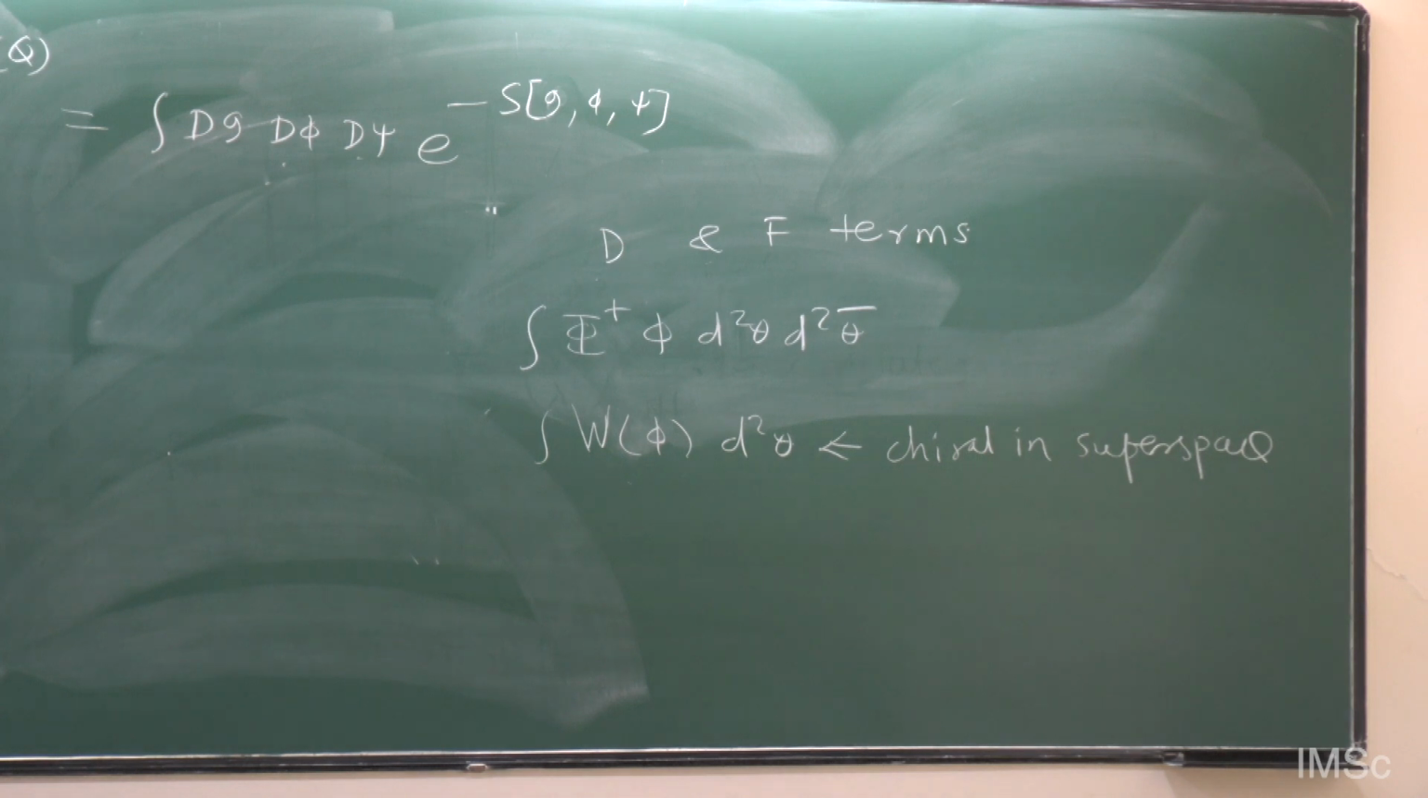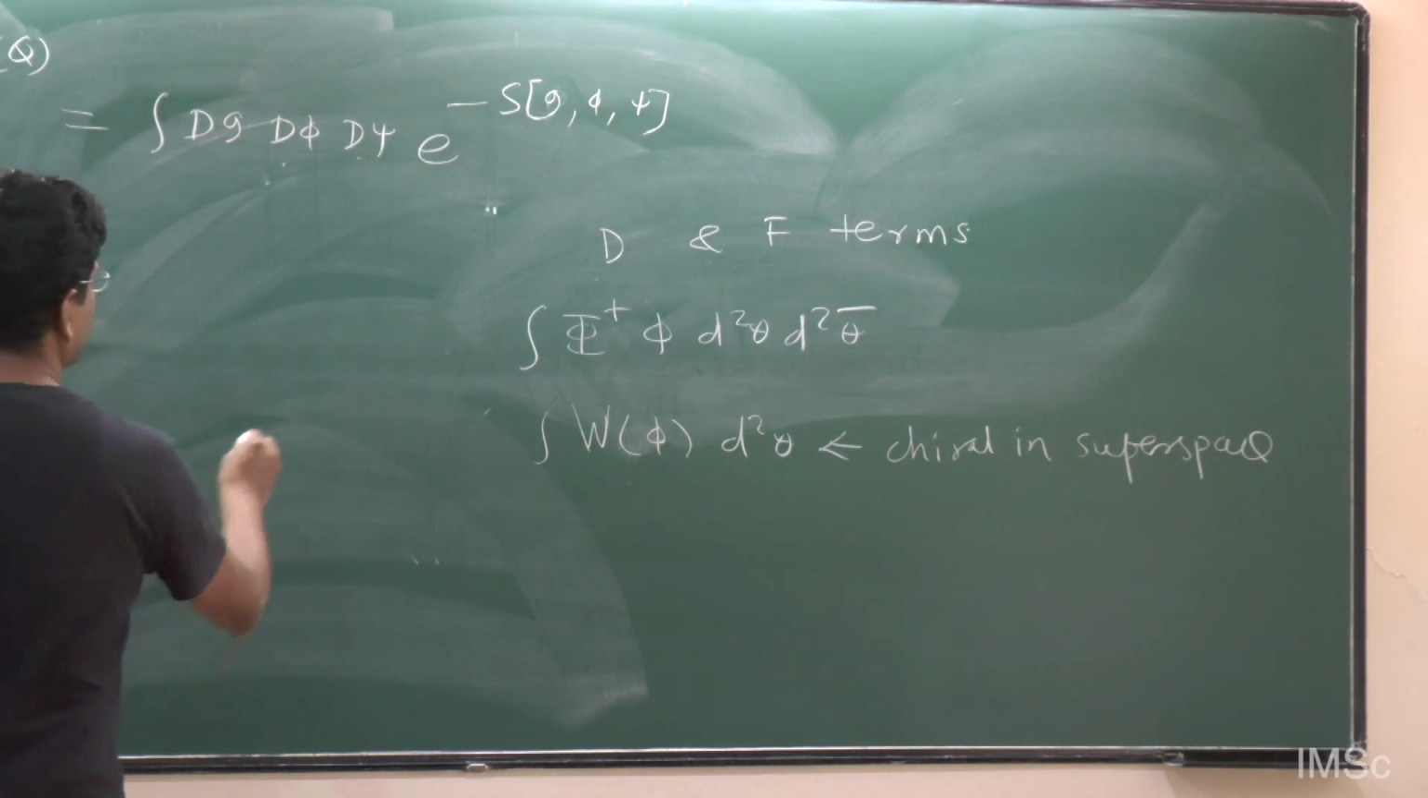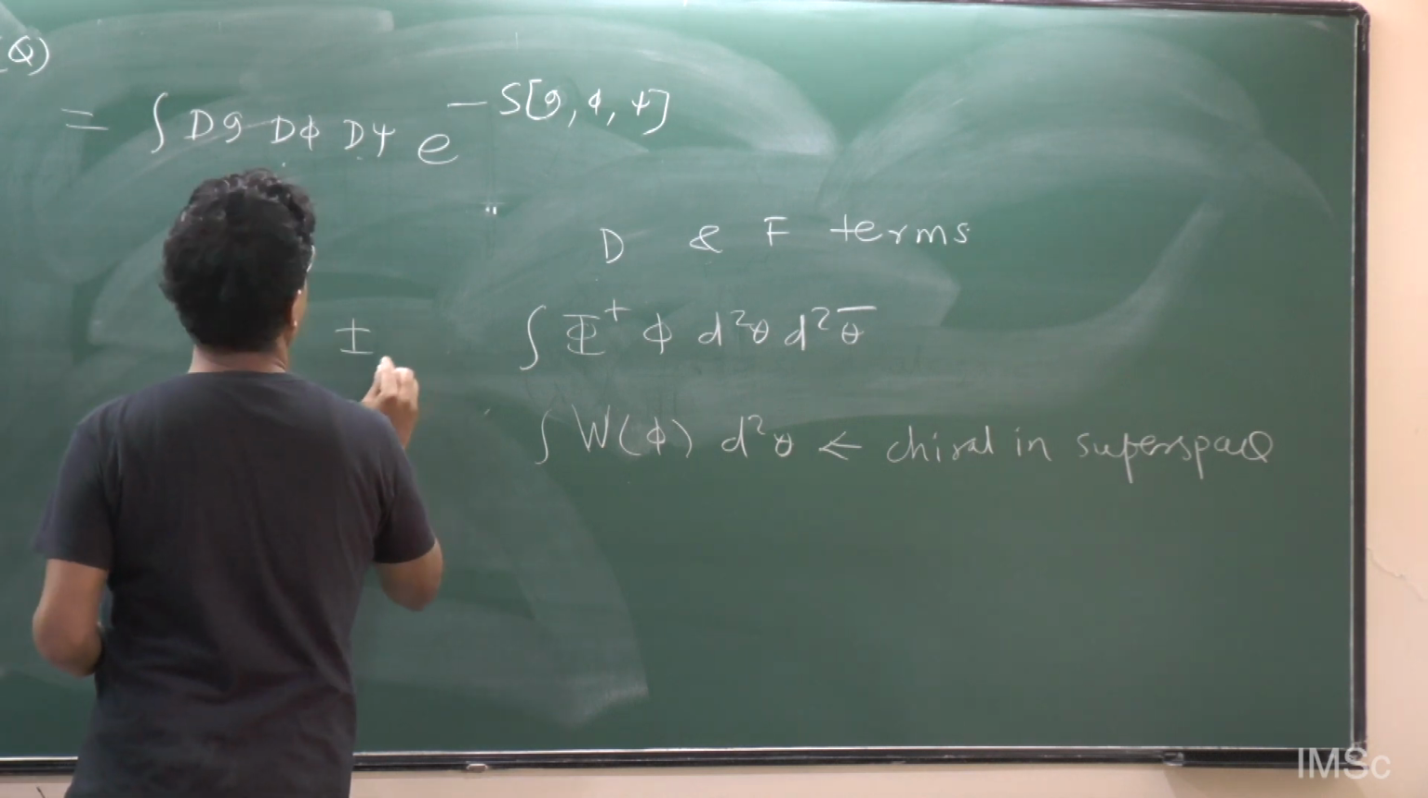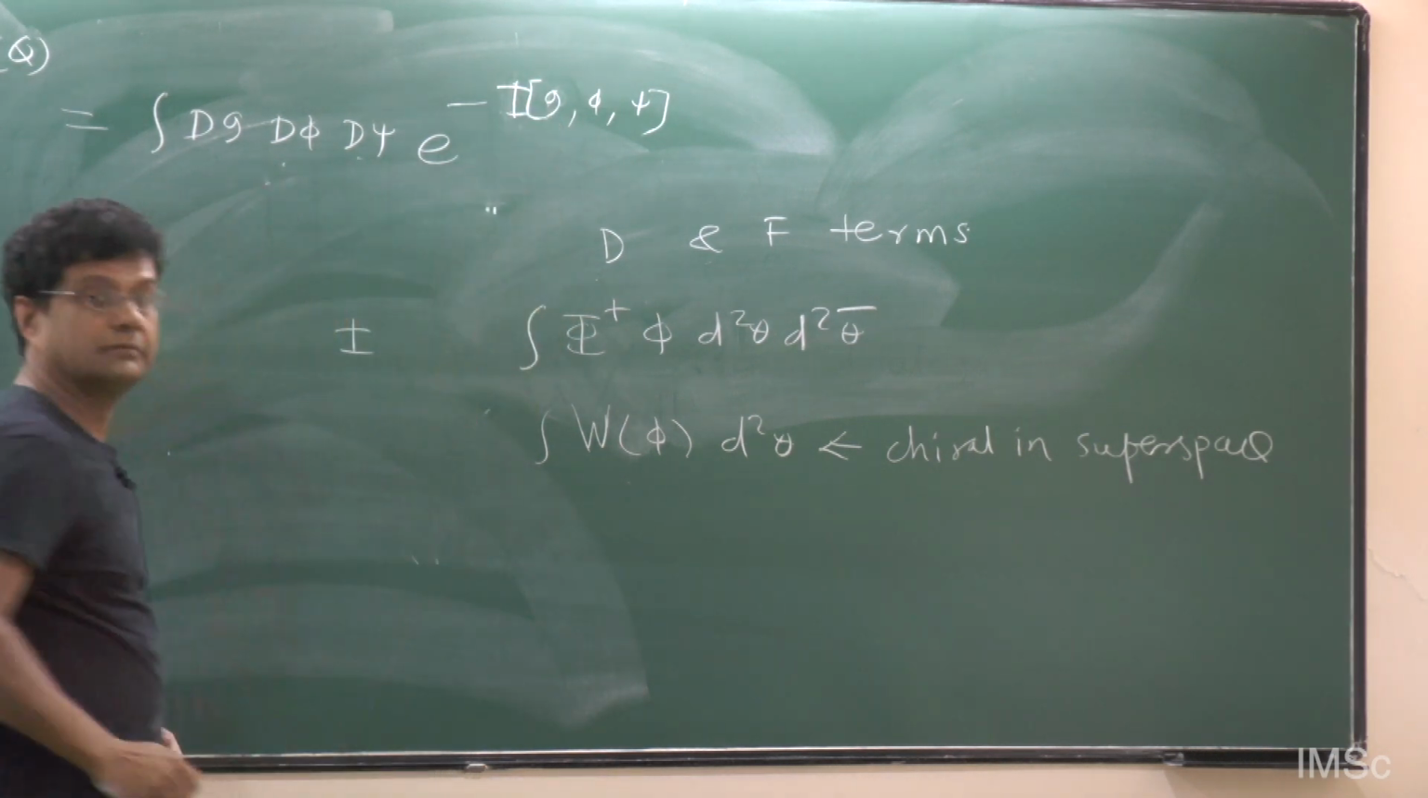Sorry, here S of Q is the action, and there it is the entropy. So let me call it I of Q.